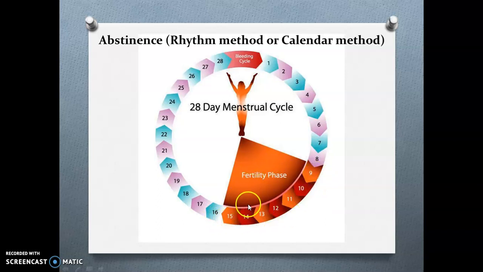So on an average, the period from the 9th day to the 15th day can be considered as the fertility phase, during which there are chances of becoming pregnant if she is engaging in sexual intercourse. The period before this, from day 1 to day 8, and after this fertility phase, from day 16 to day 28, these two periods are considered as safe periods. During these two periods there is no chance of getting pregnant. From day 9 to day 15 is the danger period, because during this period there are chances of release of ovum, and if the female is engaging in sexual intercourse, then there are chances of getting pregnant.